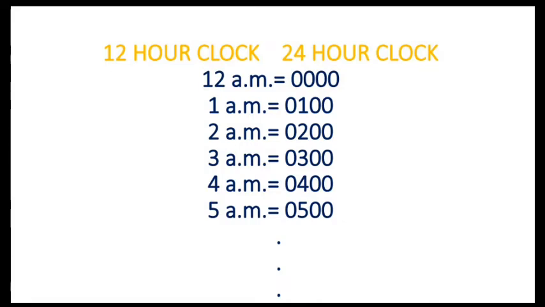We start with the 12 a.m. or 12 midnight. That is equivalent to 0000 hours. 1 a.m. is 100 hours. 2 a.m. is 200 hours. 3 a.m. is 300 hours. 4 a.m. is 400 hours. 5 a.m. is 500 hours.